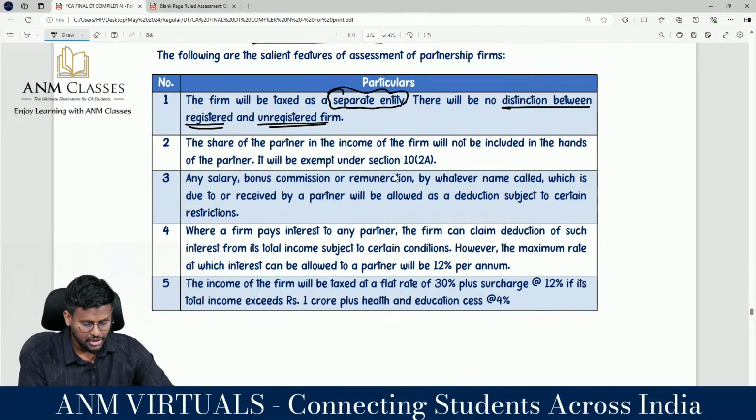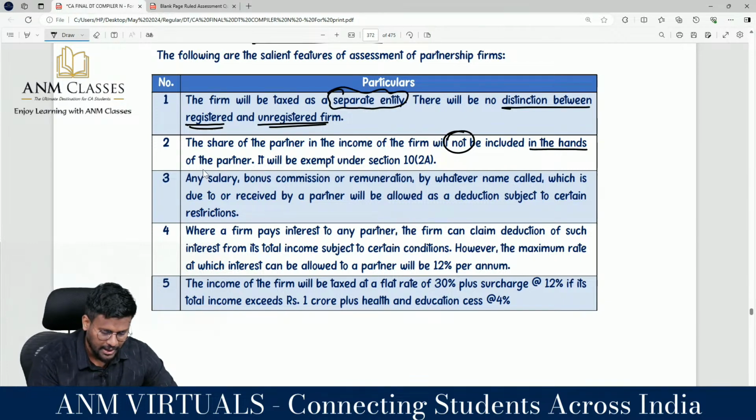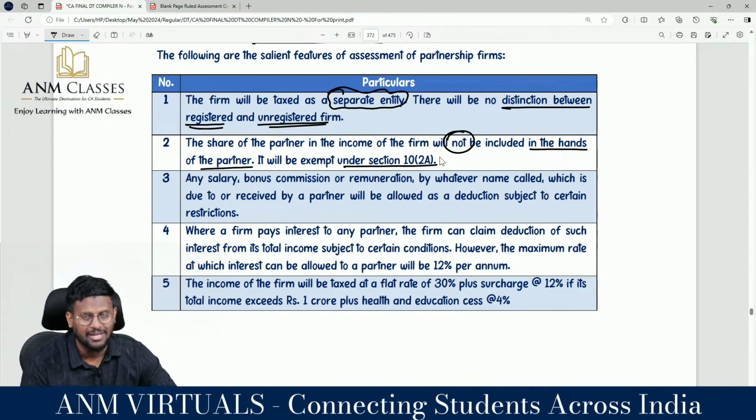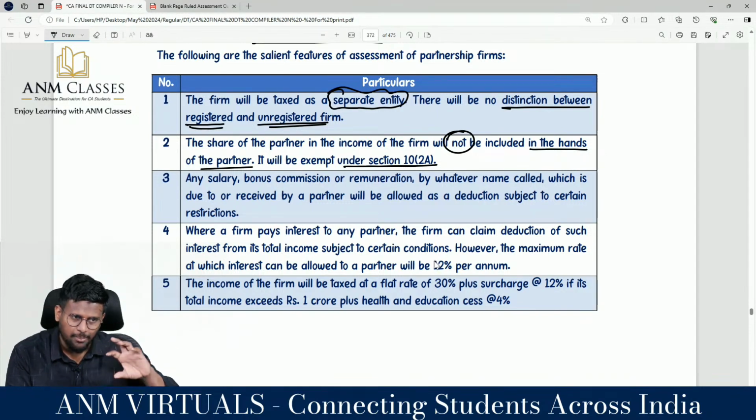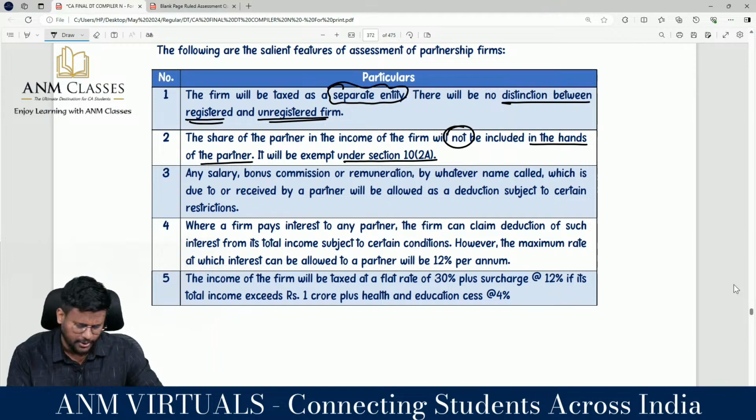The share of the partner in the income of the firm will not be included in the hands of the partner. It will be exempted under section 10(2)(a). Once the partnership firm pays the tax, that distributed profit in the hands of the partner will be exempted under section 10(2)(a). Known point only.